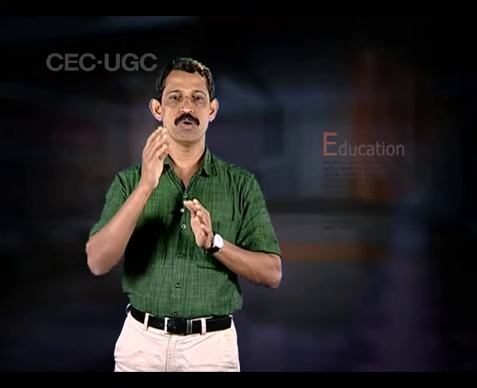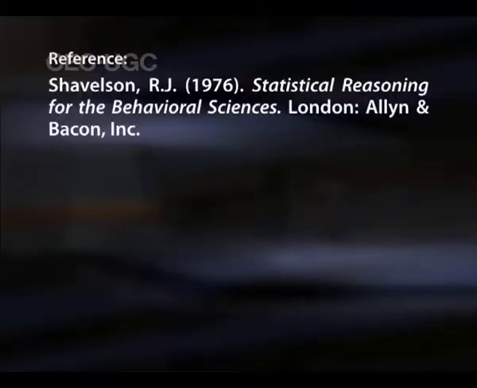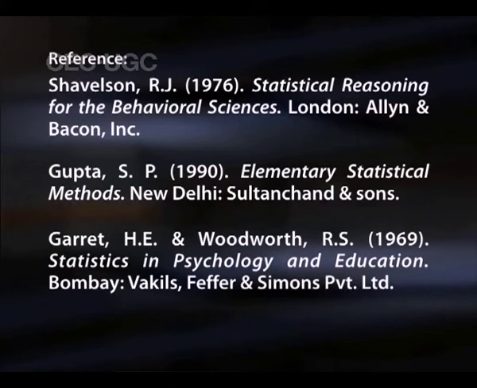Hope that you may go through the reference books for further reading. Statistical Reasoning for the Behavioral Sciences, written by Shavelson R.J. and published by Allyn and Bacon, London, 1976. Elementary Statistical Methods, written by Gupta S.P. and published by Sultan Chand and Sons, New Delhi, in the year 1990. Statistics in Psychology and Education, written by Garrett H.E. and Woodworth R.S. and published by Vakils, Feffer and Simons Private Limited, Bombay, 1969.